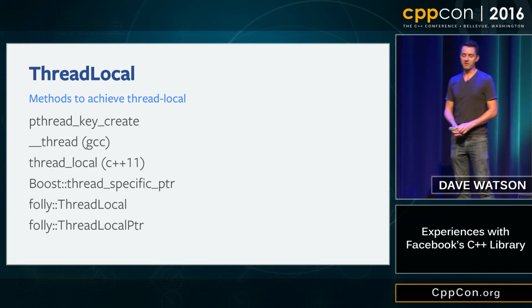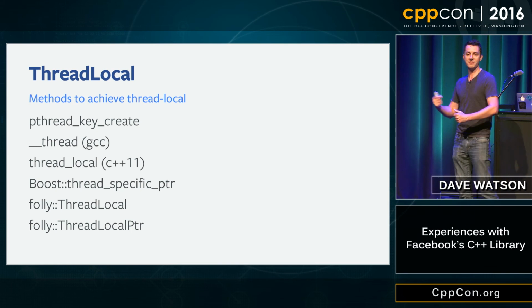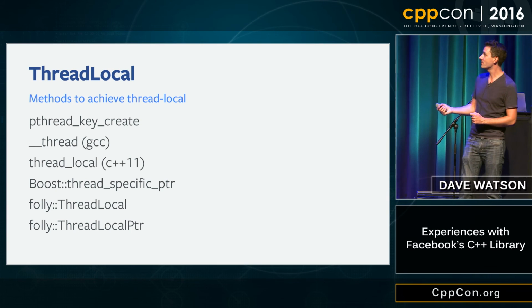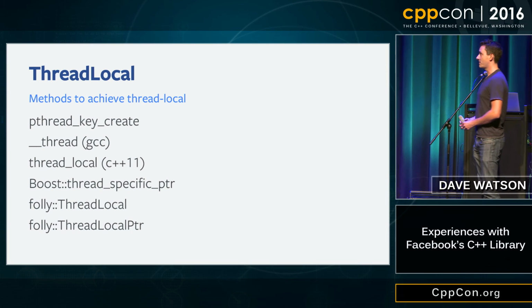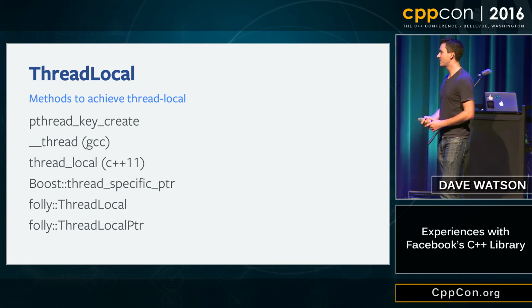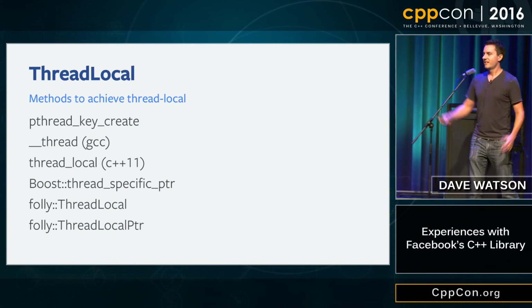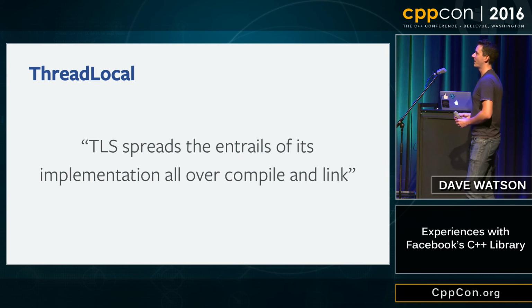pthread_key_create is one of the most portable ways. It also has the most flexibility, with a bunch of different ways you can create and use these ThreadLocals. GCC has an intrinsic, __thread. C++11 has a thread_local keyword. Boost has a thread-specific pointer. We have folly's ThreadLocal and ThreadLocalPtr. It's a bunch of different choices. Let's dive in and figure out how they all work.